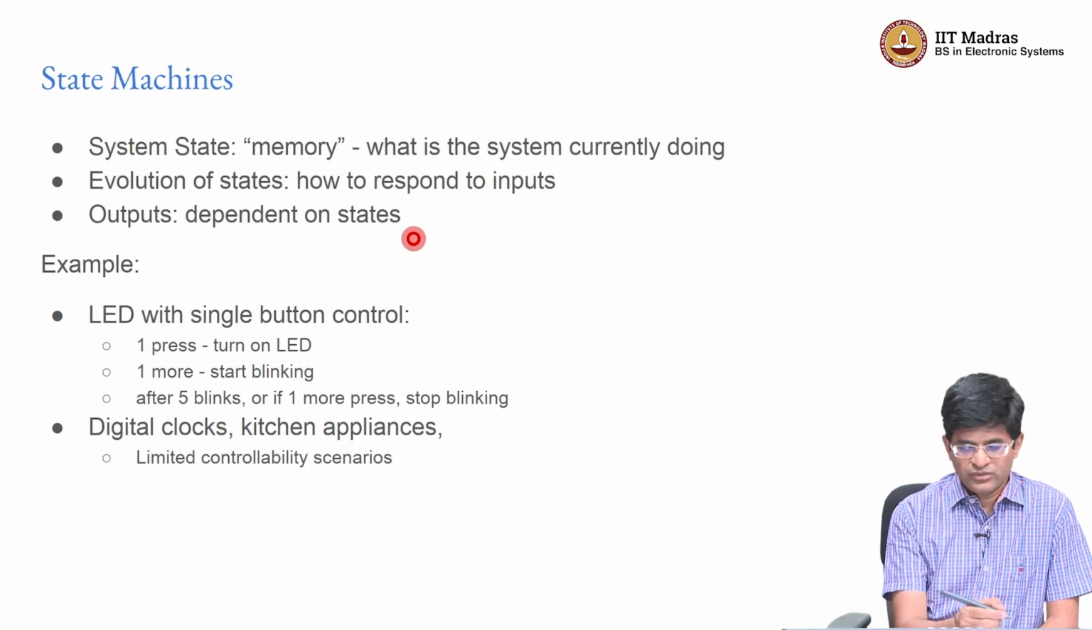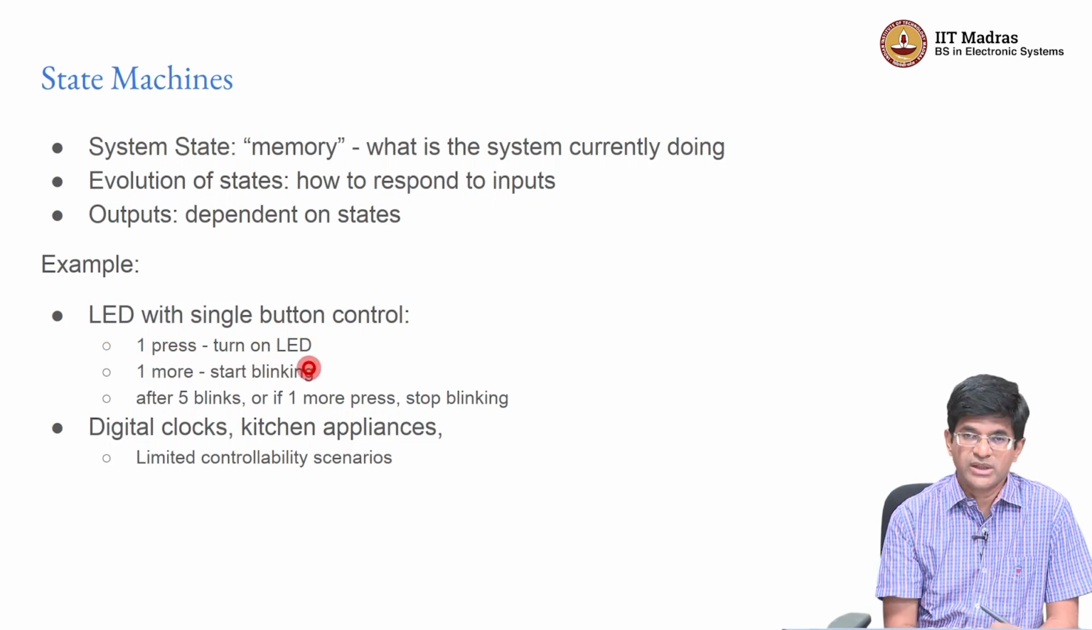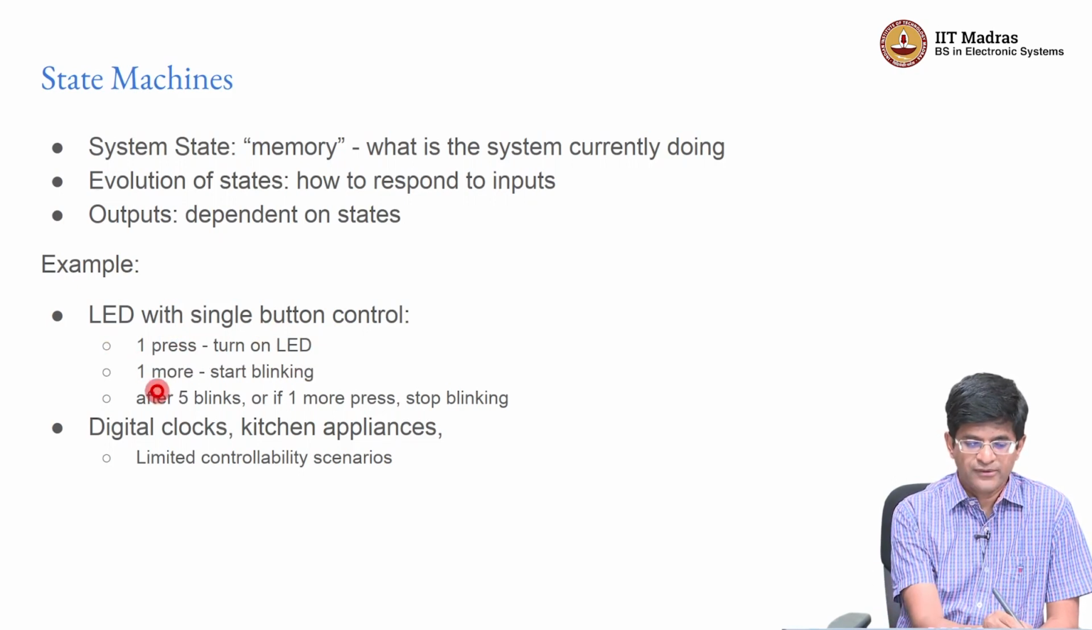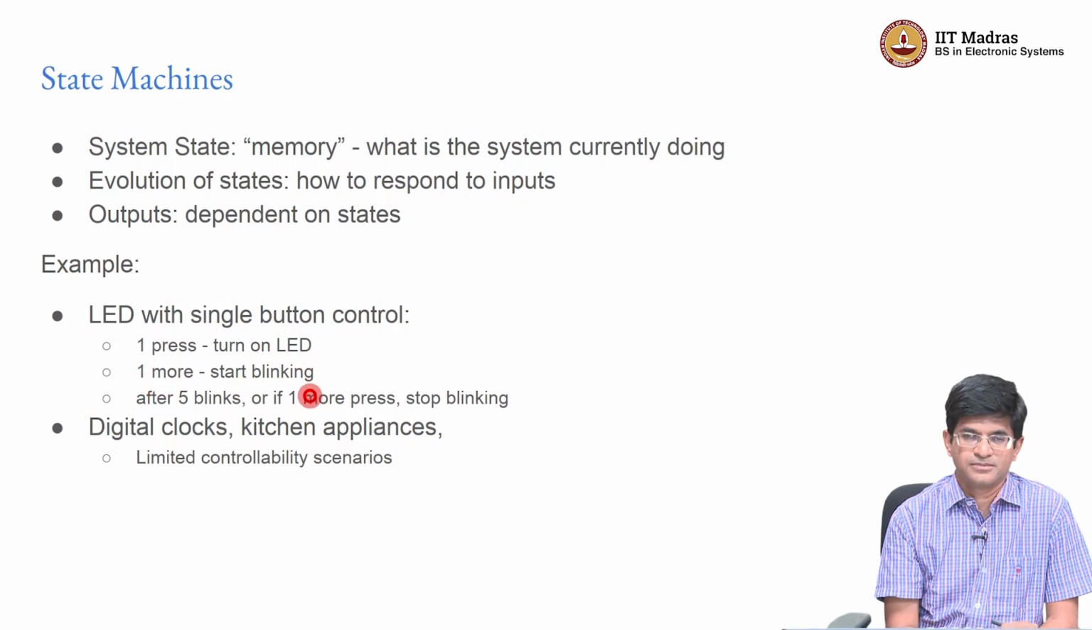So you could, for example, if you just had an LED with a single button control, say that if I press the button once, turn the LED on. If I press it one more time, start blinking, right? You have probably come across something similar, and in fact, the alarm clocks use something of that sort.